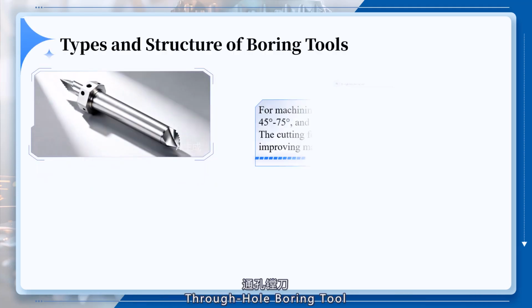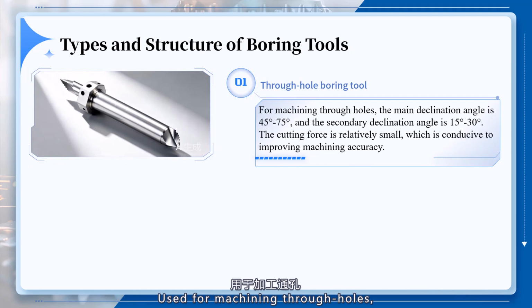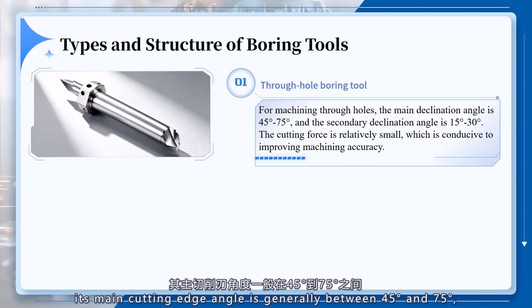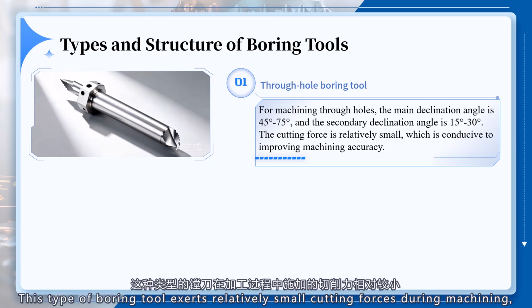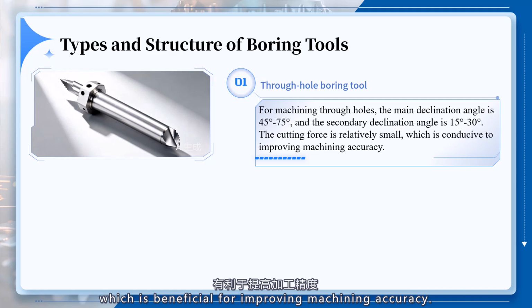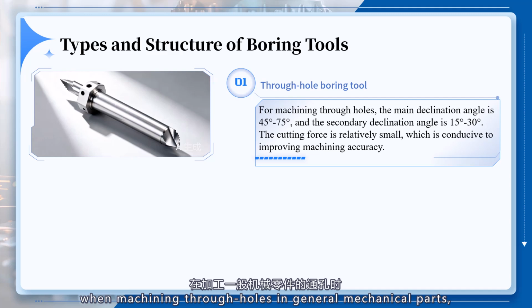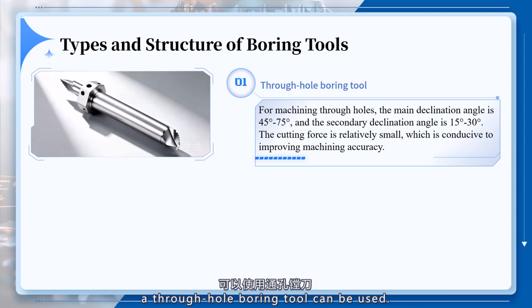Through-hole boring tool, used for machining through holes. Its main cutting edge angle is generally between 45 degrees and 75 degrees, and the secondary cutting edge angle is between 15 degrees and 30 degrees. This type of boring tool exerts relatively small cutting forces during machining, which is beneficial for improving machining accuracy. For example, when machining through holes in general mechanical parts, a through-hole boring tool can be used.